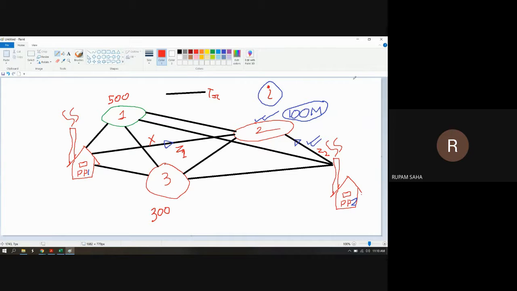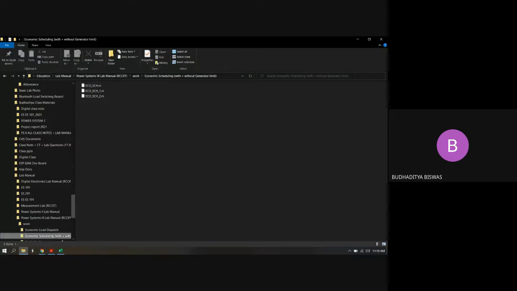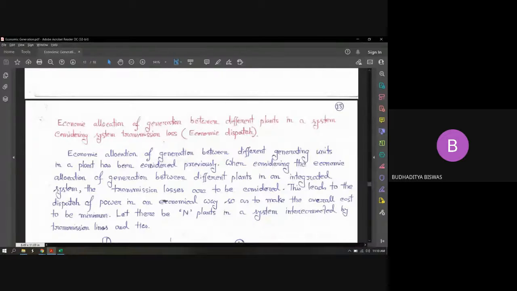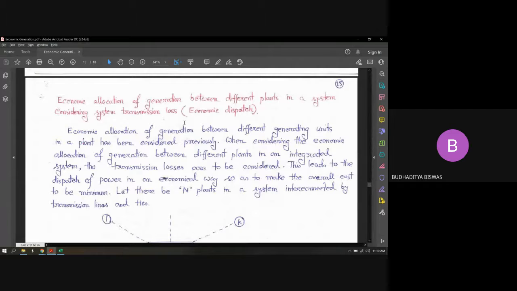Yes, sir. Okay, so this is our next step. We need to send the generated power economically to the load center. So 5 minutes left, so let's see how much we are able to cover. Otherwise in the next week we start these things again.